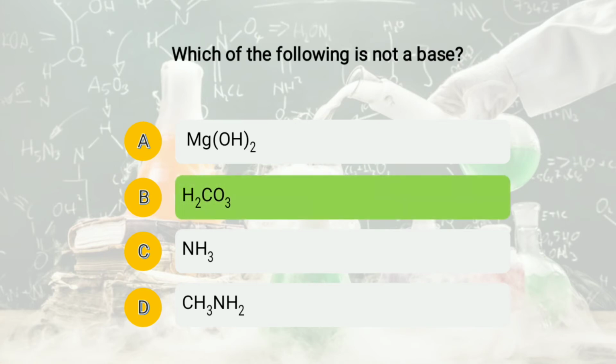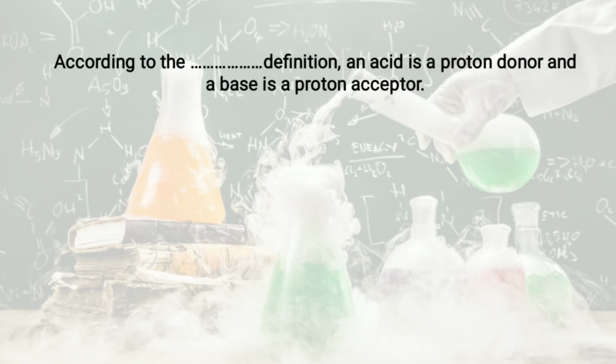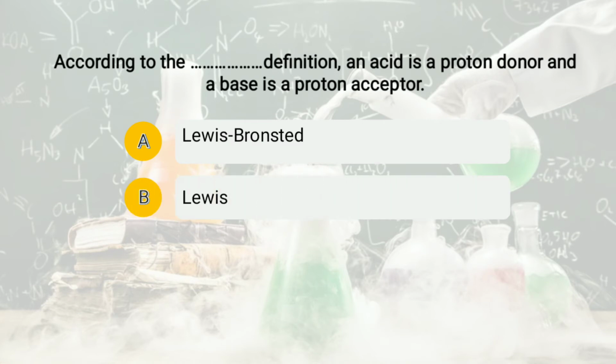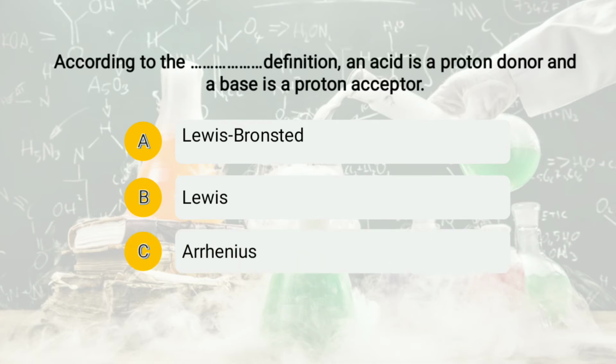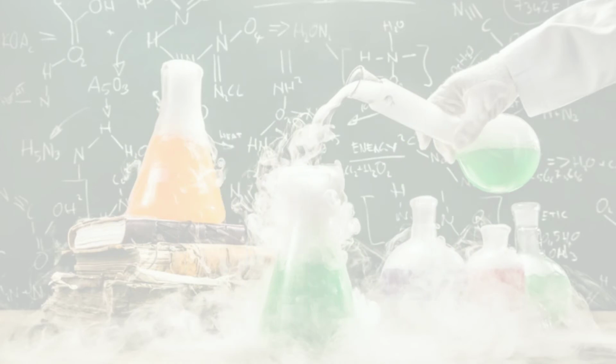The next question is, according to the dash definition, an acid is a proton donor and a base is a proton acceptor. And the options are A. Lewis Bronsted, option number B. Lewis, option number C. Arrhenius, or option number D. Lowry Bronsted theory. The right answer of this question is option number D, that is Lowry Bronsted theory. Moving to the next question.